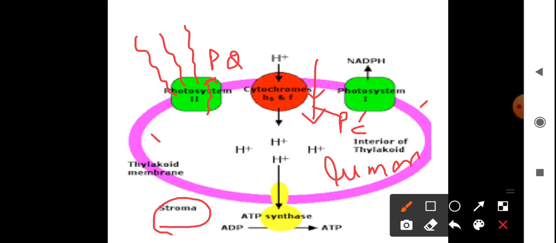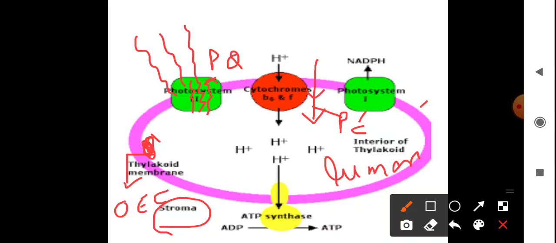Now there is continuous loss of electrons from photosystem 2. This loss of electrons is compensated by a complex present inside the inner membrane of the thylakoid, which is responsible for the splitting of water. It is also known as the OEC, that is, the oxygen evolving complex.